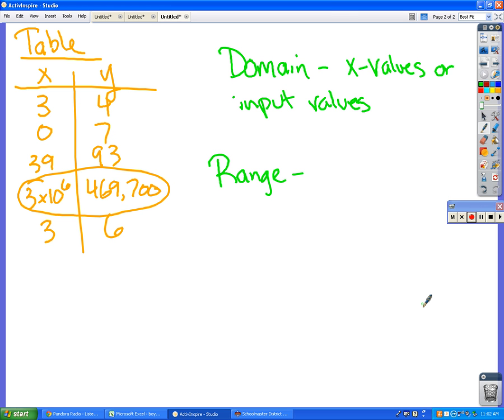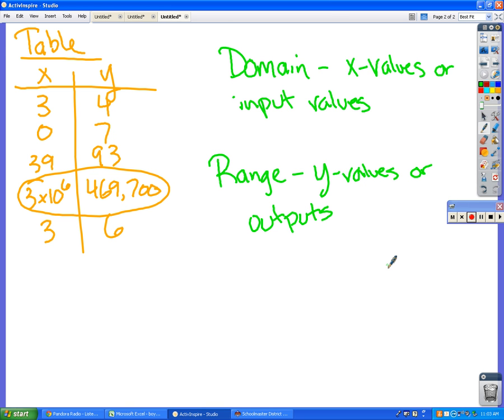And what do you think the range is? Y values or output. Range is the y values or outputs. So from our table right there, what can you tell me the domain of that relation is?